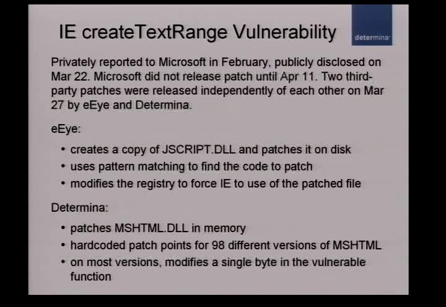On most versions of MS-HTML, it was sufficient to modify a single byte in the vulnerable function to fix the vulnerability. Instead of adding additional code to add a new check, I just redirected a conditional jump to go to a different place where the code already existed to fix the vulnerability.